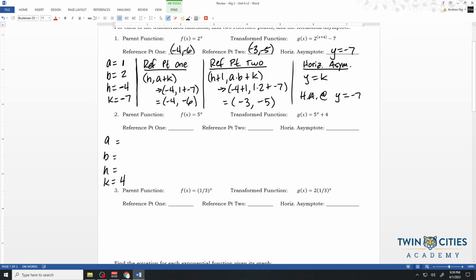Here, as mentioned, h is what is subtracted from x. I'm not subtracting anything from x, therefore, h is 0. B is the base. So the base to this exponent is 5, 5 to the x. And a is what's multiplied at the front. I don't have anything there, so a is 1.